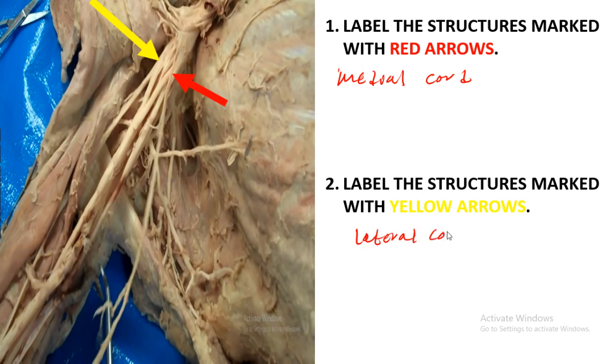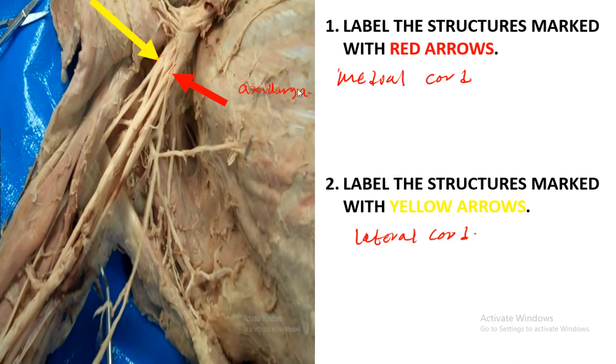The question is, how have I been able to identify that this is the lateral cord and that is the medial cord? This is very simple. We need to understand that we have three types of cords. The first is the medial cord, which is this one. Then we have the lateral cord, and then the posterior cord. All these cords are named in relation to the axillary artery.